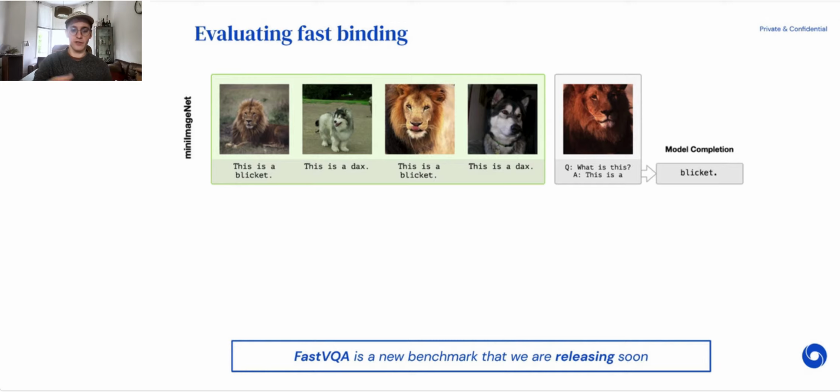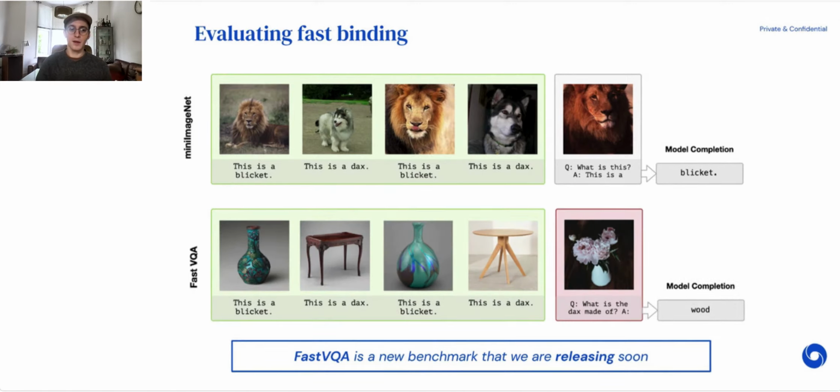This isn't our new task. This is the way we attempt mini ImageNet. Our new benchmark is so-called fast VQA, where not only do we want to recognize new instances of these objects, but we want to ask questions about these objects with the kind of bound nonsense names like dax and blicket. This is a new benchmark that we'll be releasing soon, and it's actually very tough.